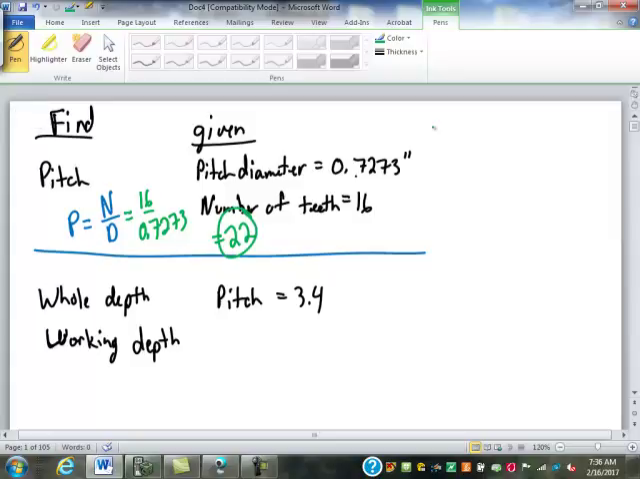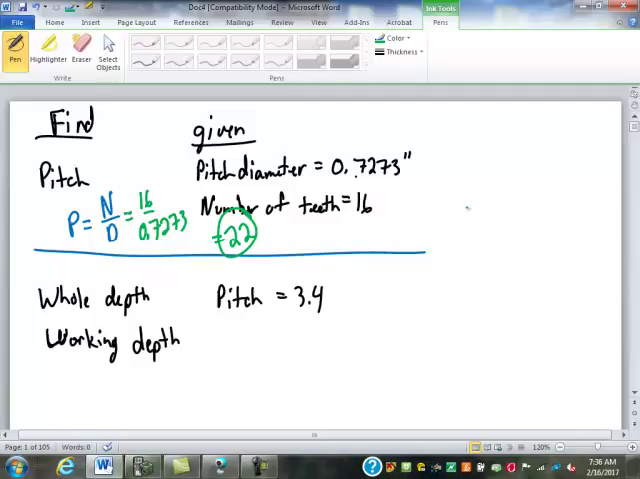What that is saying is, on average, there's 22 teeth for every inch of diameter. Remember, 1 inch of diameter is pi, or 3.14 inches of circumference. So that's 22 teeth for every 3.14 inches on the circumference of that gear.